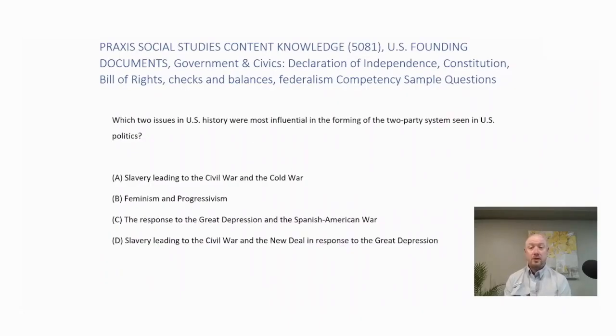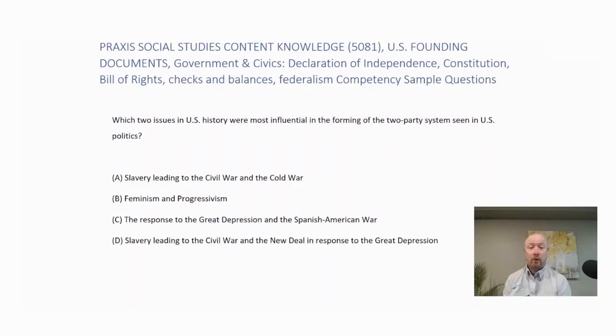Which two issues in U.S. history were most influential in forming the two-party system seen in U.S. politics? Is it A, slavery leading to the Civil War and the Cold War, B, feminism and progressivism, C, the response to the Great Depression and the Spanish-American War, or D, slavery leading to the Civil War and the New Deal in response to the Great Depression?